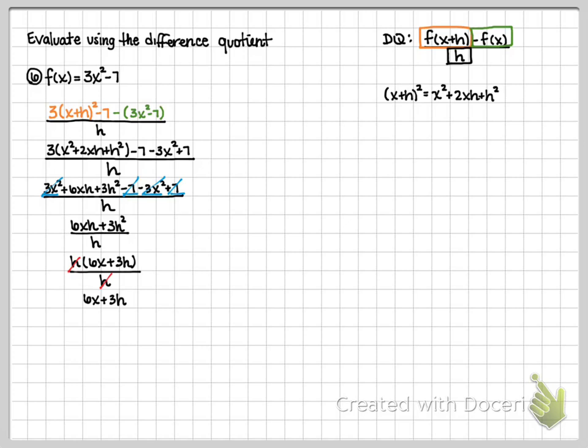And that's it. That's all we do for difference quotient at this point. You just plug it into the formula, clean it up as much as you can, cancel some stuff out, factor out an h, write down your answer.